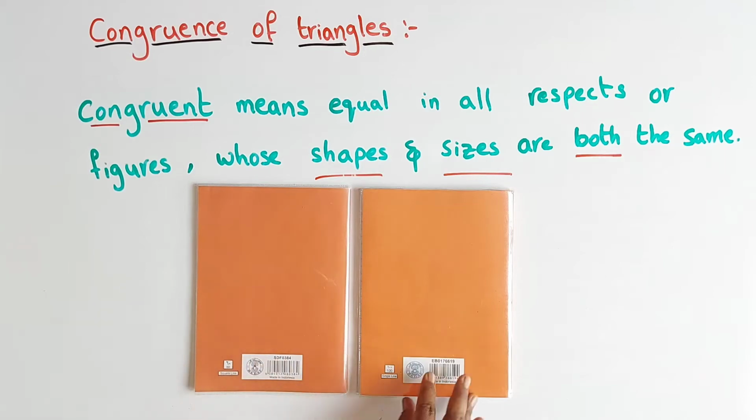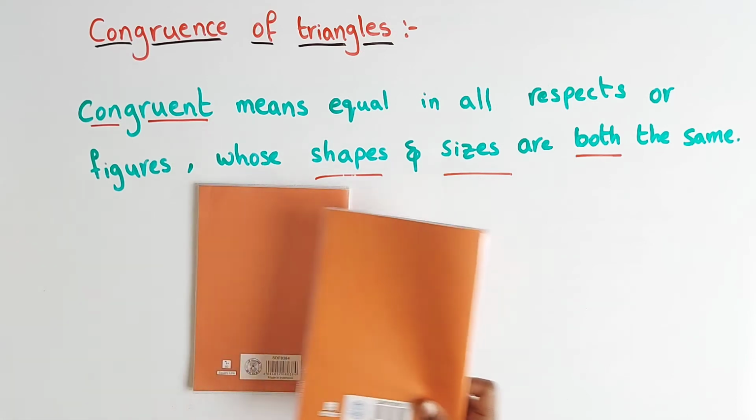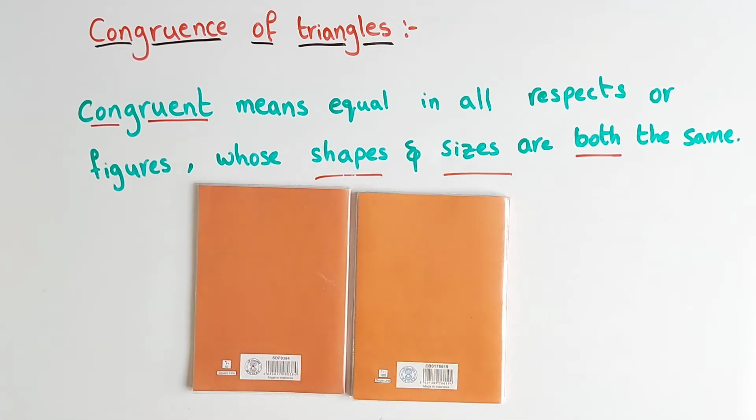Observe these 2 books. Shape same, rectangle shape. Now check sizes. If I keep one book on other book, see, you can see only one book. That means it completely overlapping, right? It completely covers the other book. That means these 2 are congruent, right? Both shape is equal. At the same time, sizes also equal. So these are congruent.